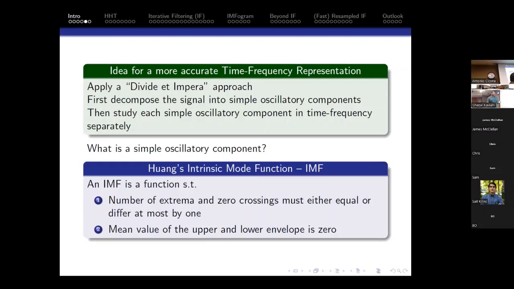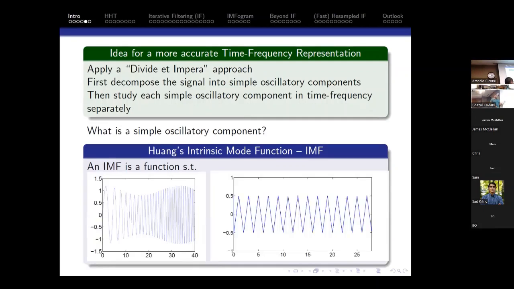Okay, an example of these functions could be a sinusoidal curve with amplitude modulation and frequency modulation over time. Okay, or it could be sinusoidal but with no smoothness. Okay, all these functions are reasonable. They're good IMFs for the definition we gave. Now the next question is, this is great, this is cool, but how do we produce this decomposition?